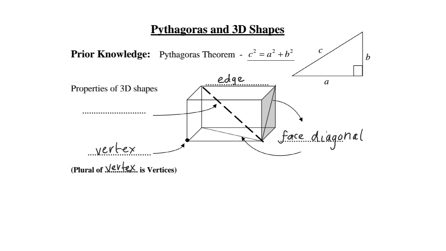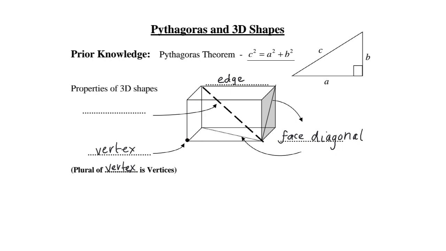Now you'll also notice that we have drawn another line on the side of the cuboid. That's also a face diagonal. And as you can probably see, we've got face diagonals on every face that connect opposite vertices.